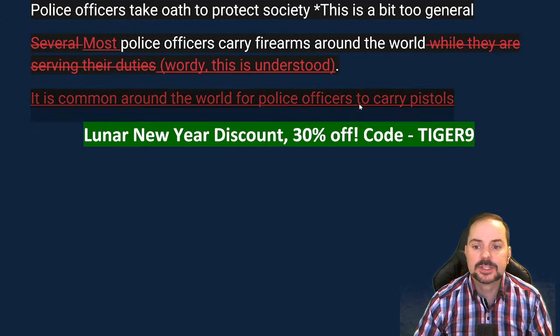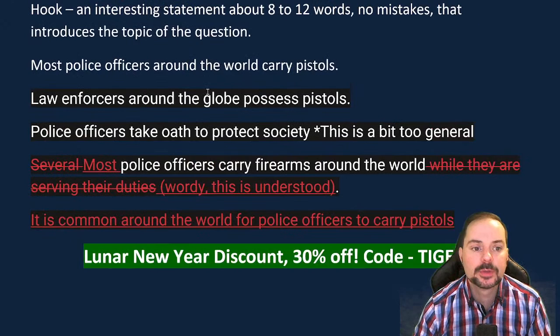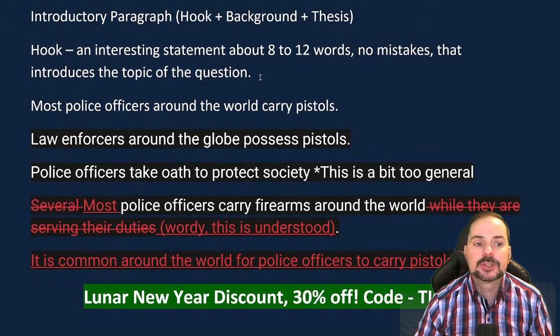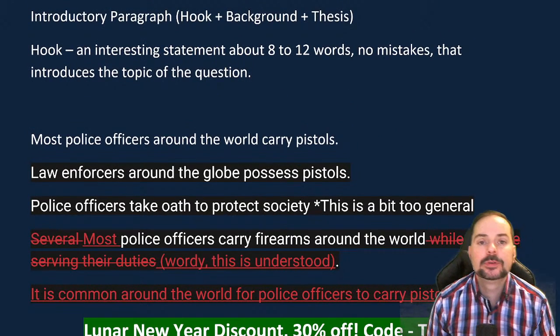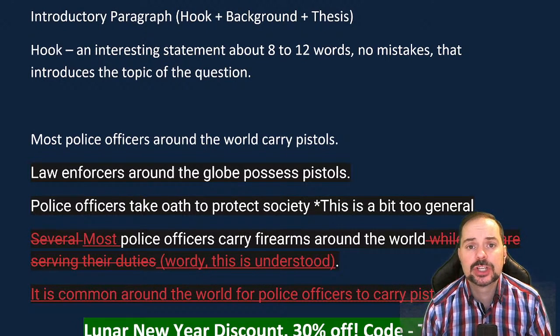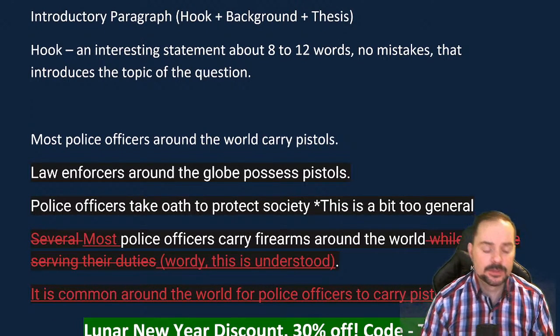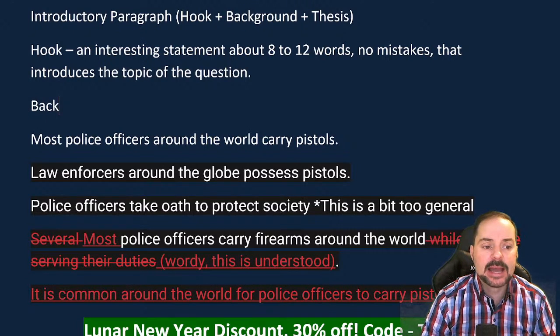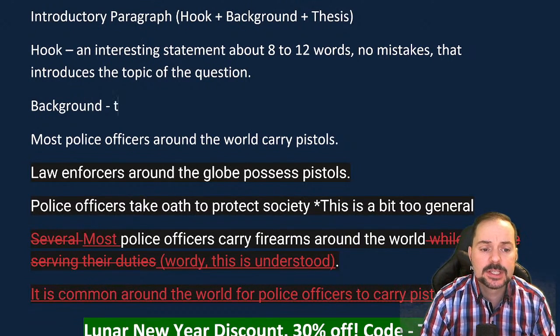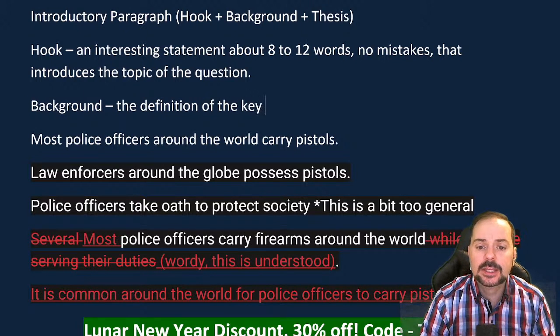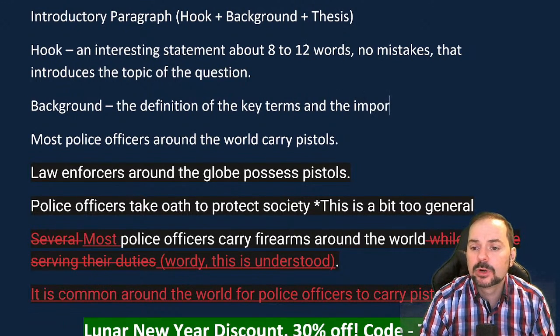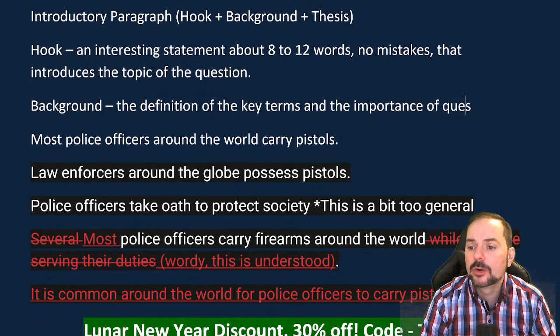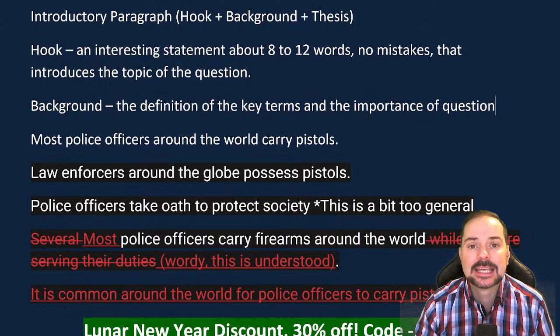That works. That's very similar to what I wrote. Okay, so all of those are really good. Now comes the background. Okay, the background is basically a definition and the importance of the question. So when you're thinking of the background, this is the definition of the key terms and the importance of the question. So why are we asking this, okay?